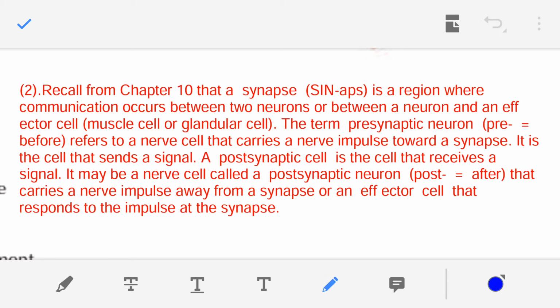The second type of neuron is the postsynaptic neuron, which is a cell receiving the signal or the nerve impulse. The postsynaptic cell can be a neuron receiving the nerve impulse, or it can be an effector cell, a muscle cell or glandular cell, a skeletal muscle cell, a cardiac muscle cell, or a smooth muscle cell.